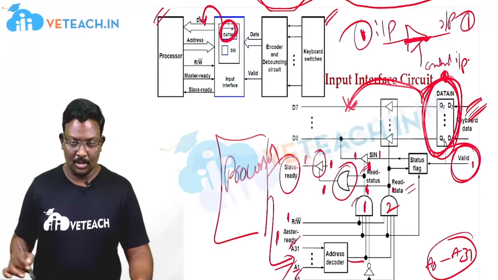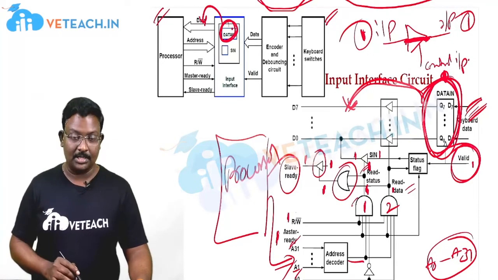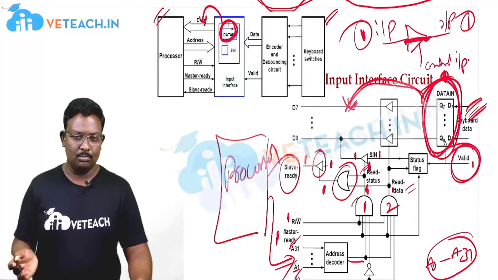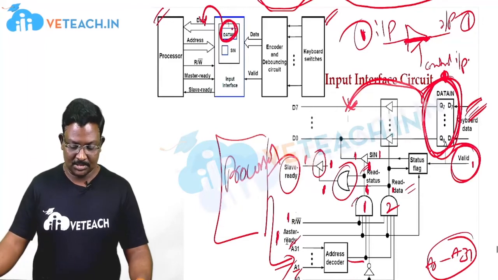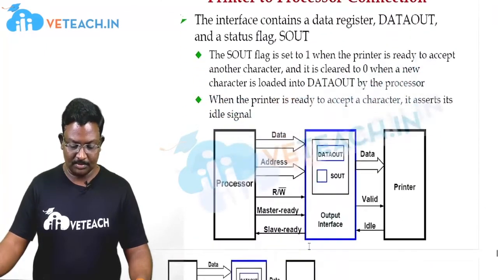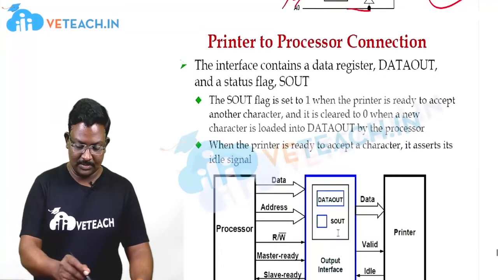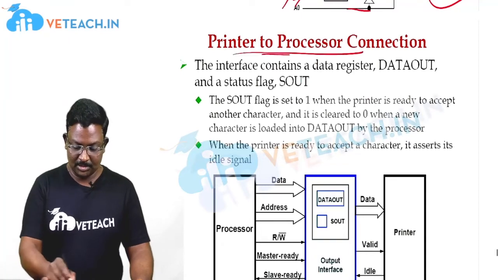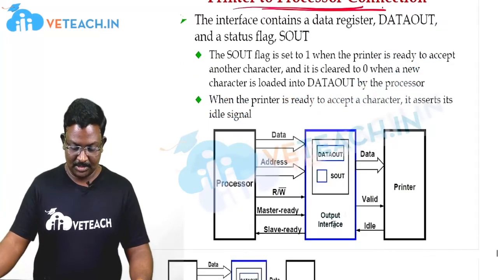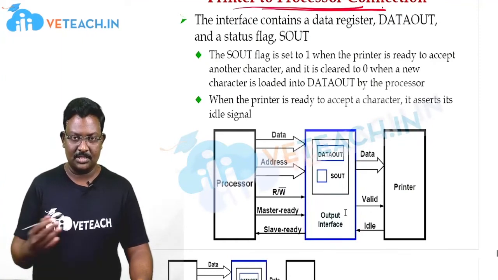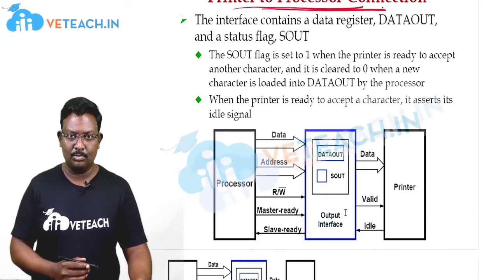So this is the whole operation that is going to be done when we perform the data transfer from the keyboard to the processor. Coming to the next operation, we perform the data transfer from the processor to the output device. That is nothing but the processor-to-printer connection. So here the processor is going to perform data transfer from the processor to the output device.